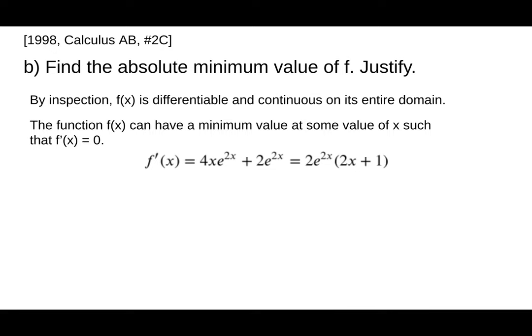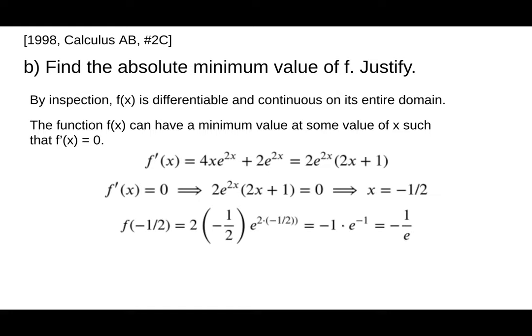To do that, we'll use the product rule: 2 times 2x e to the 2x, plus 2 times e to the 2x, which simplifies to 2e to the 2x times 2x plus 1. And if we want that to equal 0, well, I have two factors. The product is 0, so each of the factors could be 0.